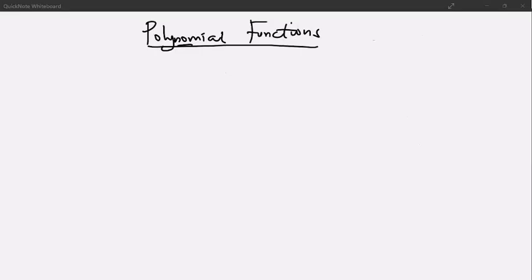In today's tutorial, we're going to look at polynomial functions. Now, what are polynomial functions? A polynomial function or polynomial functions are expressions that may contain variables of varying degrees, coefficients, positive exponents, and constants.